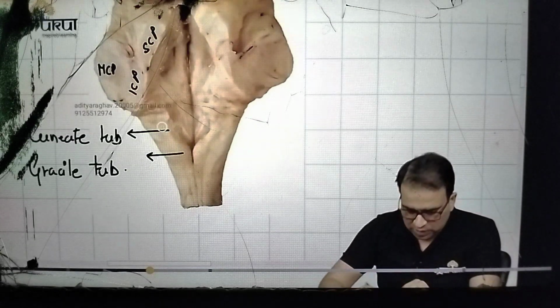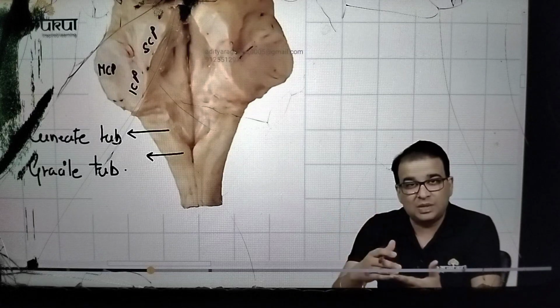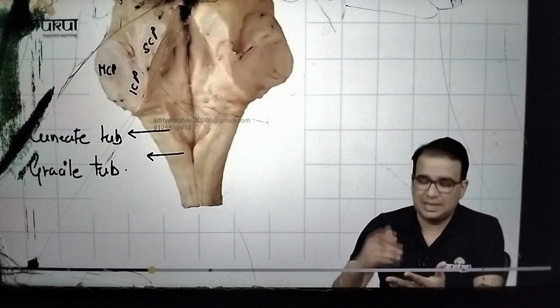They are also considered in the boundary of the fourth ventricle. So when it comes to the boundary of the fourth ventricle, it's the superior cerebellar peduncle, the inferior cerebellar peduncle, not the middle, and the two tubercles, that is the gracile tubercle and cuneate tubercle.